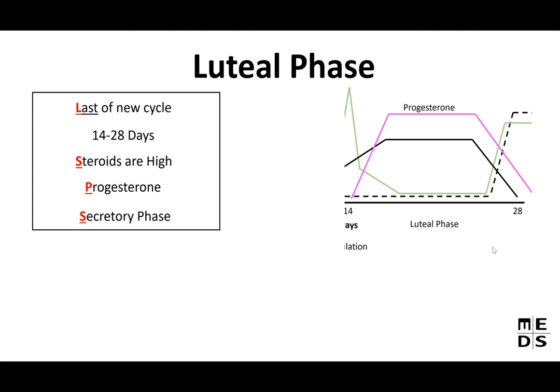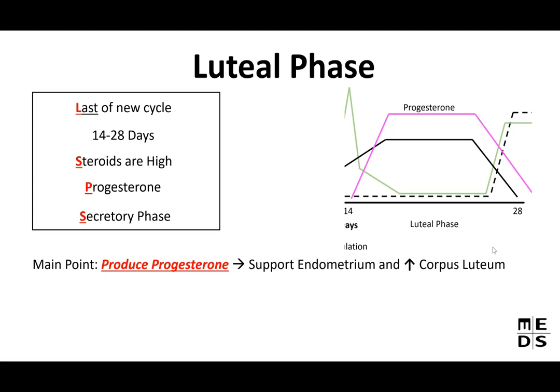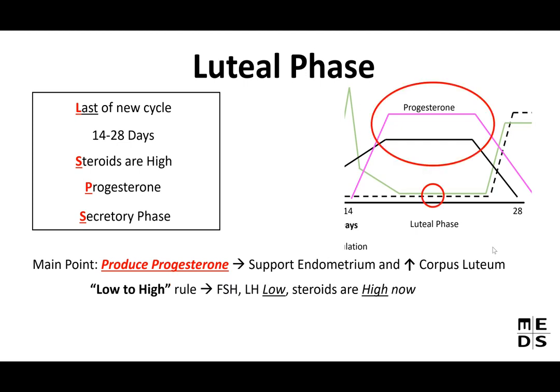If it doesn't happen and you don't have sex, or there is no implantation of a zygote or a fertilized egg, then you need to get rid of it, and then you just slough it off, and then you have menstruation. That is the whole point. So again, I have this in words below. The main point: produce progesterone. This is going to support the endometrium and the corpus luteum. Like I said, the low to high rule. Low pertains to FSH and LH, so those are going to be low. What's going to be high are the steroids, but in particular, the progesterone.